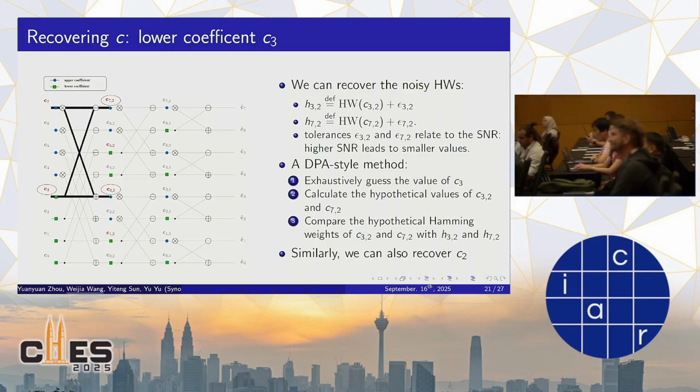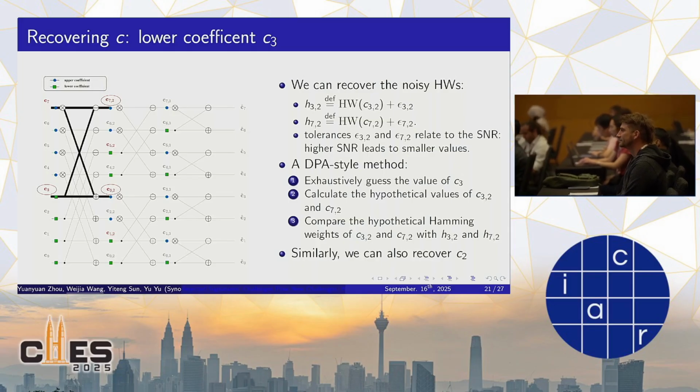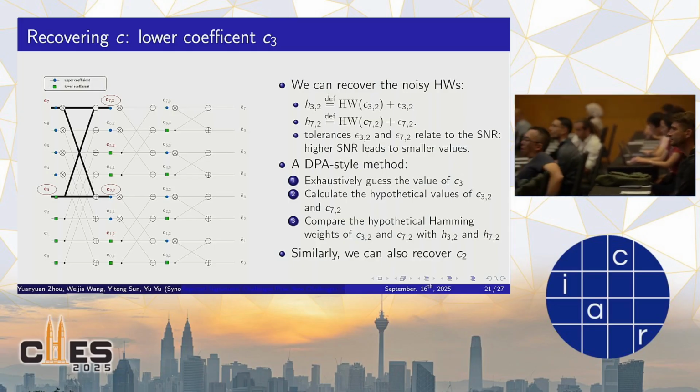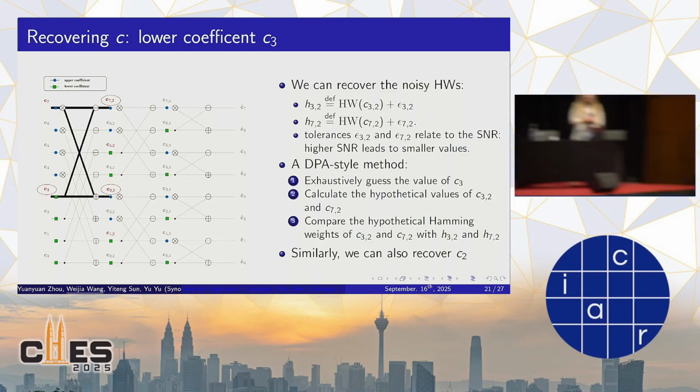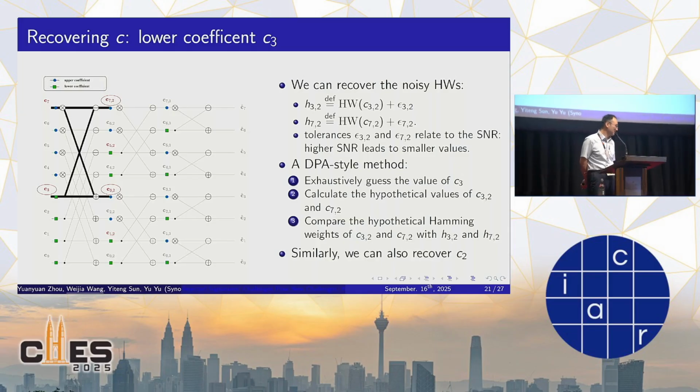Good question. Yeah, countermeasures. We believe that the only countermeasure should be masking, and maybe some shuffling method or some other hiding method could help, but we don't know. I think the most security-guaranteed countermeasure should be masking.